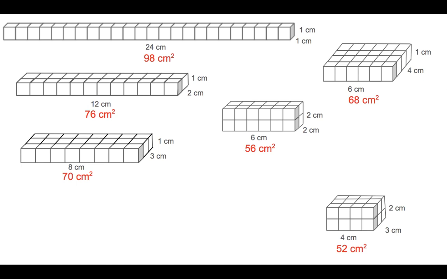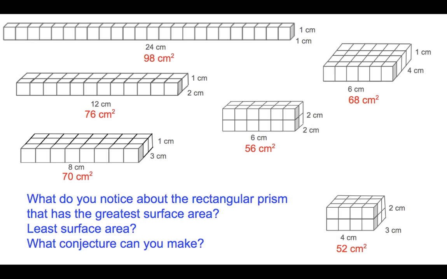So if we look at our drawings again, and underneath I put the surface area, what do you notice about the rectangular prism that has the greatest surface area? And what do you notice about the rectangular prism that has the least surface area? So this one here looks like the greatest surface area at 98 squared centimeters, and this down here is 52 squared centimeters. Can you come up with a conjecture or a rule?